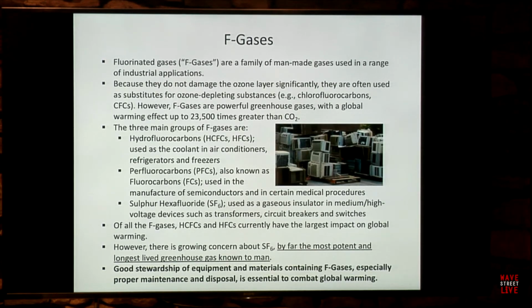Because they do not damage the ozone layer significantly, they are often used as substitutes for ozone-depleting substances, for example, chlorofluorocarbons or CFCs. However, these F gases are powerful greenhouse gases with huge global warming potential. They fall mainly into 3 groups. Hydrofluorocarbons, HCFCs or HFCs, which are used as coolant in air conditioners, refrigerators, and freezers.